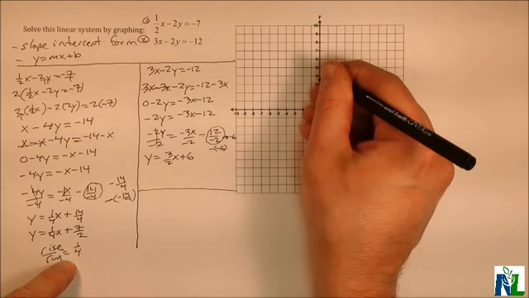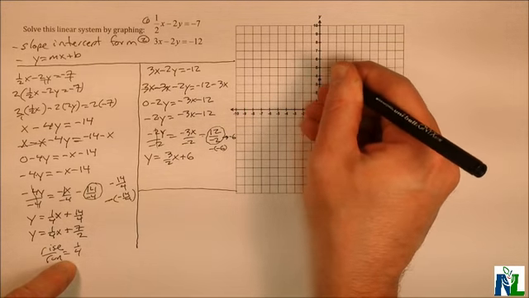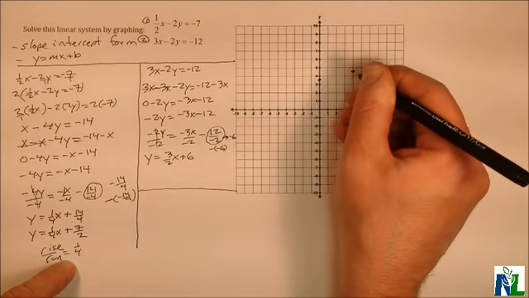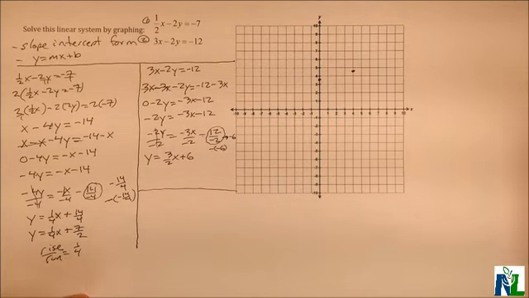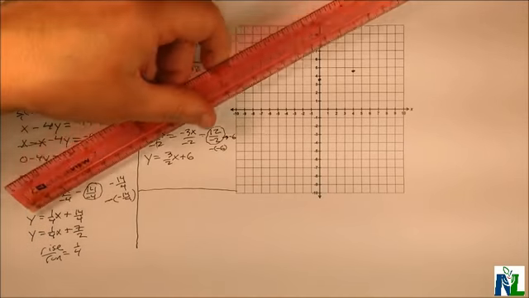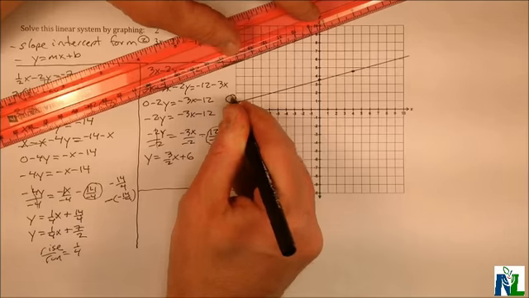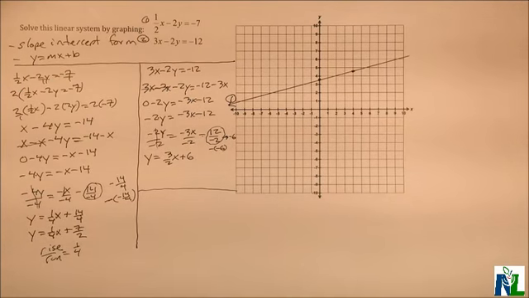So that would bring me to 4.5. And I'm going to run 4. 1, 2, 3, 4. So another point that satisfies the equation is right there. So now I'm going to draw a line through those 2 points. So there's the graph of equation 1.